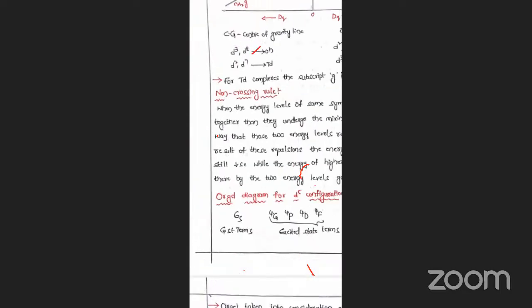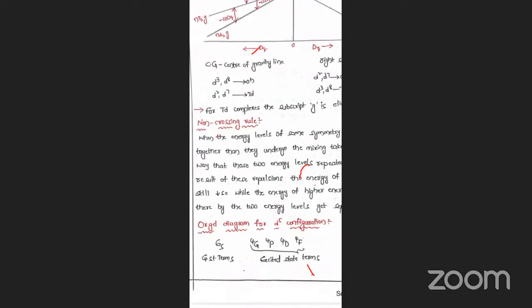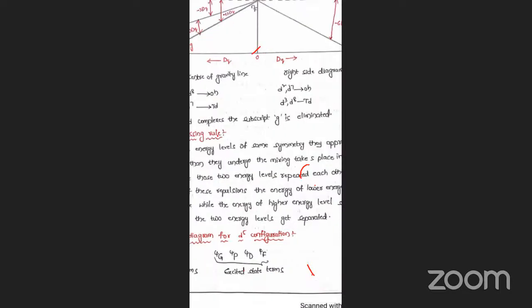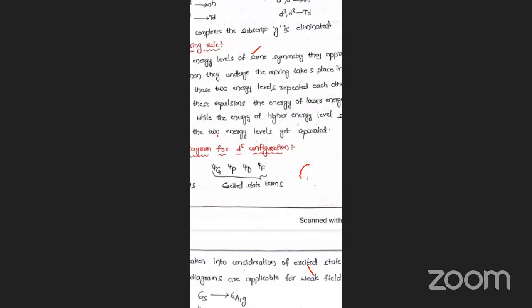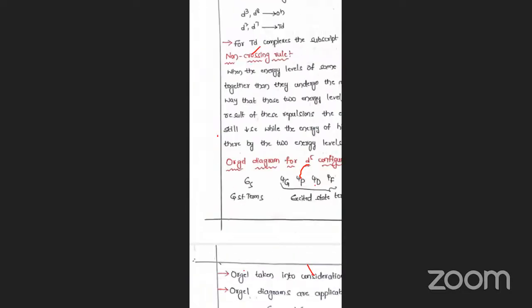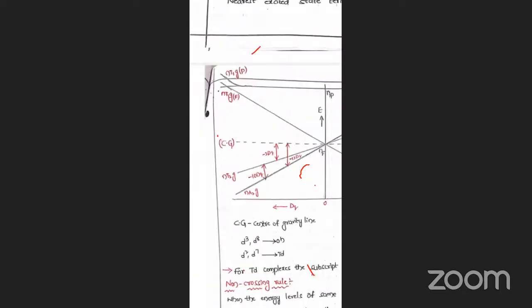Like that. For the tetrahedral complex, the subscript g is eliminated. The subscript g is not used for the tetrahedral geometry. Same splitting is there, and degeneracy is there. Observe this diagram.